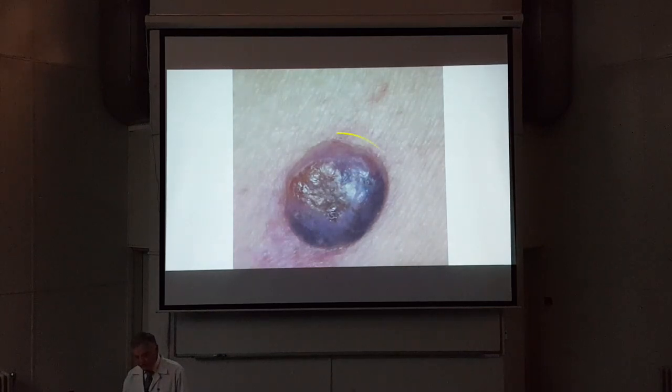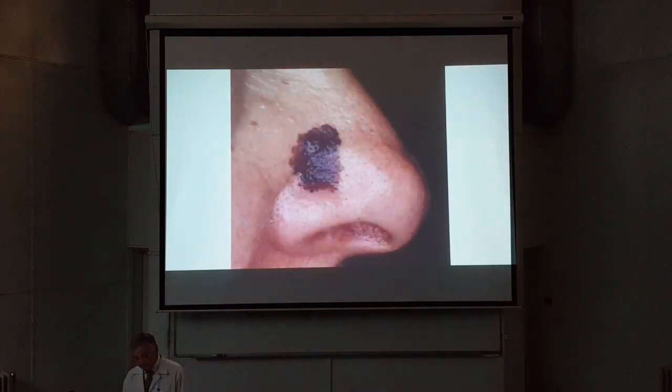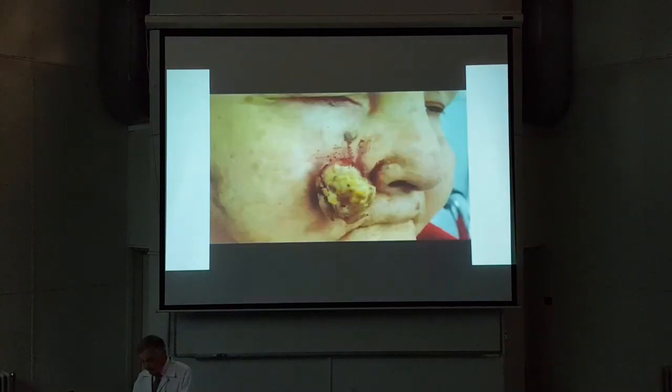This is a more suspicious lesion because of elevation, dark areas of hemorrhage. So we have to suspect something bad. Again, irregular margin, irregular distribution of color, which is not very nice. Suspect something bad. This is a bad lesion, cancer of the face.